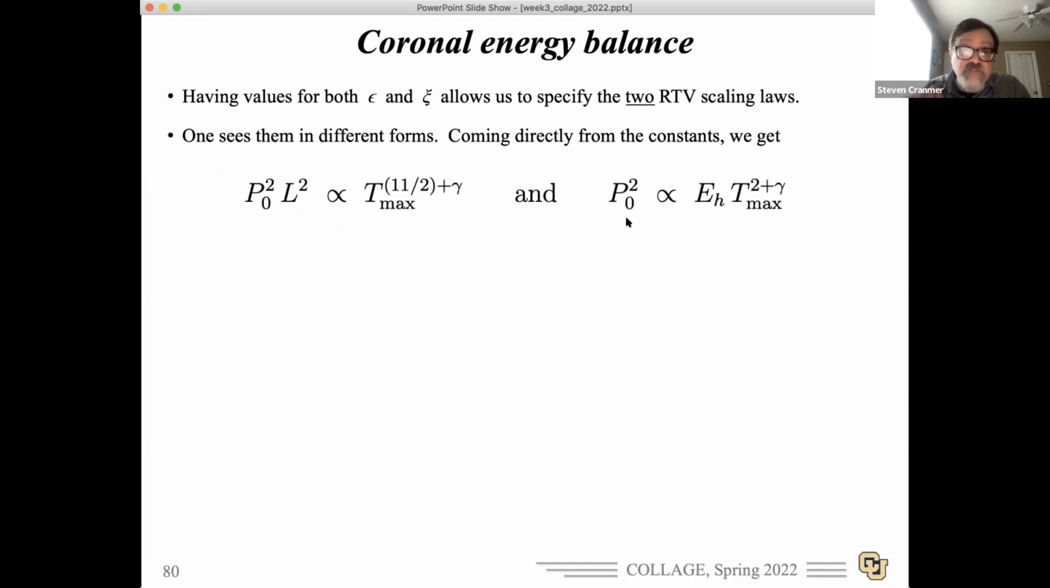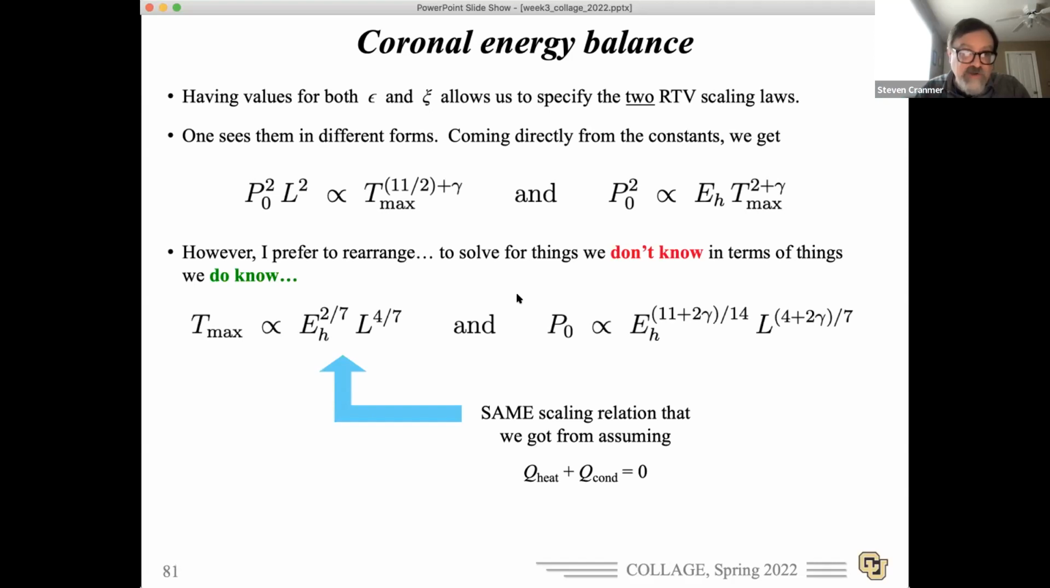But I don't think these are the best ways of expressing these scaling laws, because out of the 4 quantities here, there's really 2 that we start off knowing, and there's 2 that we start off not knowing, right? We know the loop length and we know the heating rate, and we want to solve for the temperature and the pressure. So I like to rearrange them, right? So solve for the temperature and the pressure in terms of the heating rate and the loop length in both of these cases.